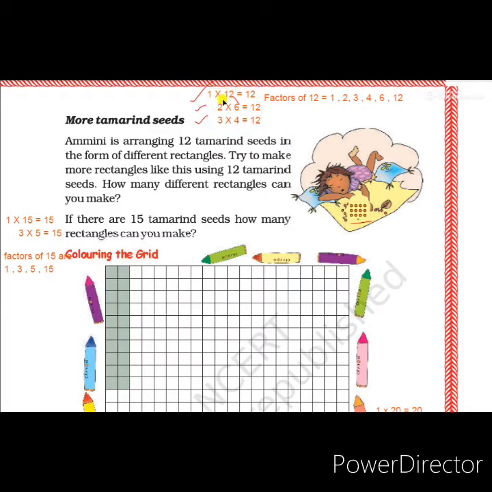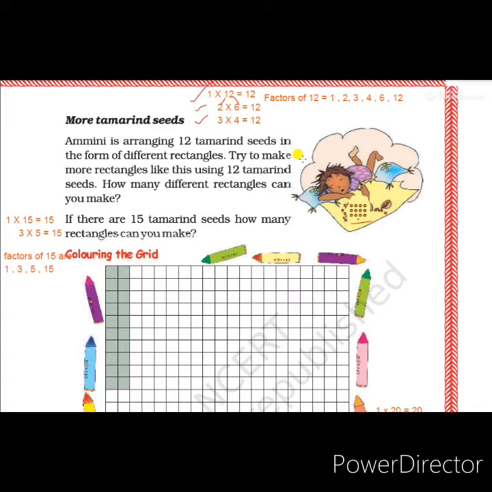So we can say 1 and 2 are the factors of 12. The same way, 2 sixes are 12. Here 2 and 6 are the factors of the product 12, or the multiple 12. So we can say 12 is a multiple of 2, and 12 is a multiple of 6 also, and 2 and 6 are the factors of 12.